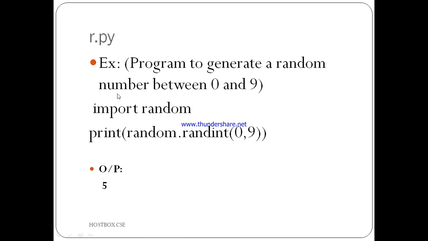For example, I'm going to write a Python script here, r.py, a program to generate a random number between 0 and 9. For this we need the support of the random library, that is import random. Then we can give print(random.randint(0, 9)). The output displayed here is 5. But don't forget, whenever you go for random generation, it will give a different output every time. Run the program once again, it may generate 1. Another time it may give 5, another time it may print 7. Like that, in the interval of 0 to 9, it prints any number. This is a small example for understanding random number generation.